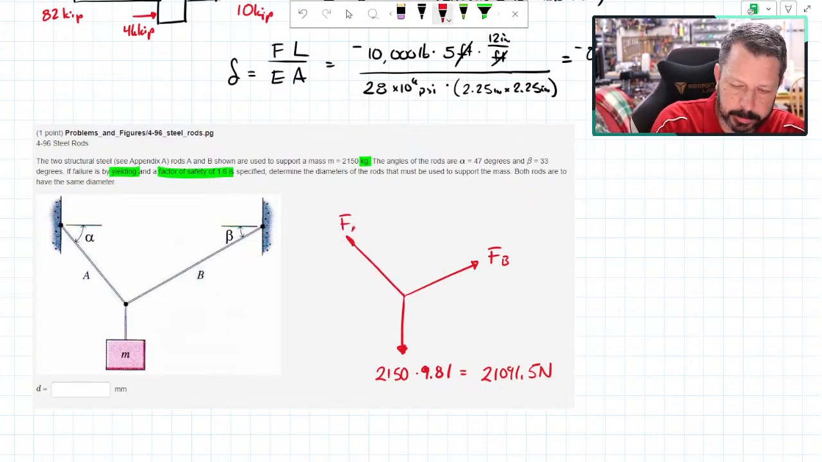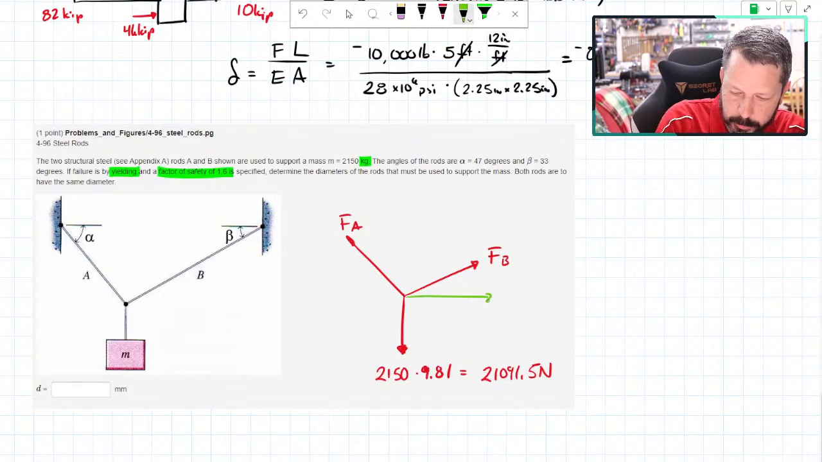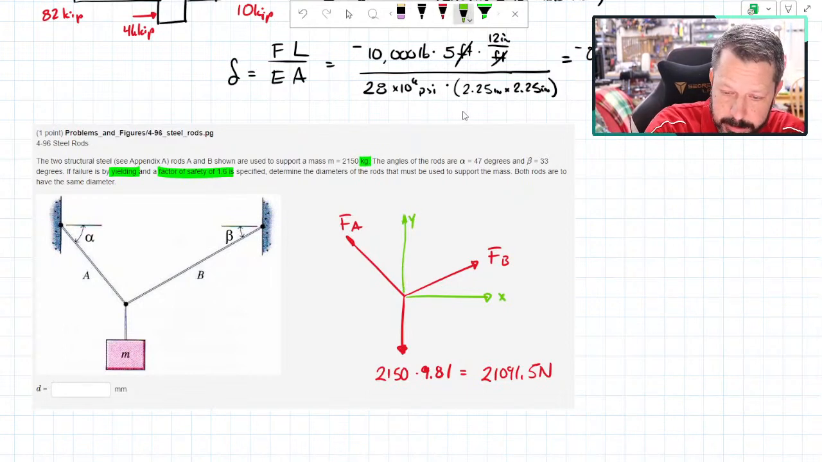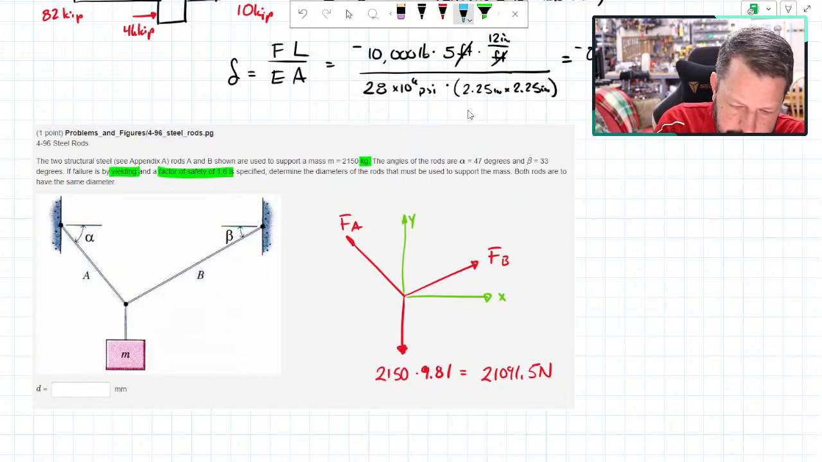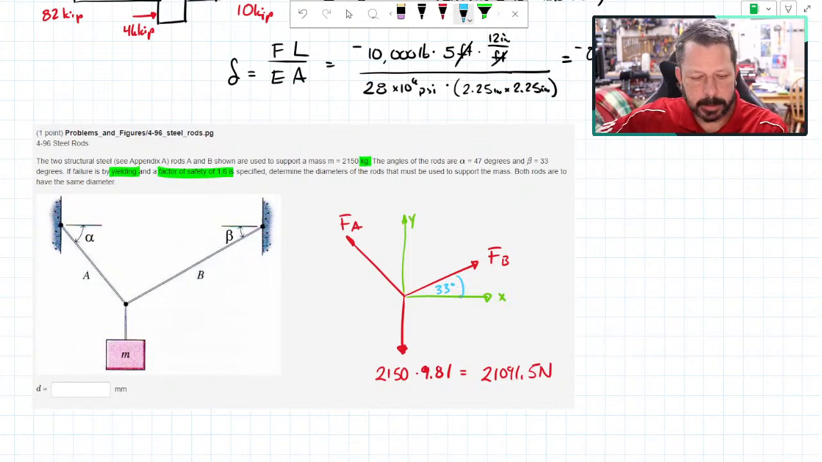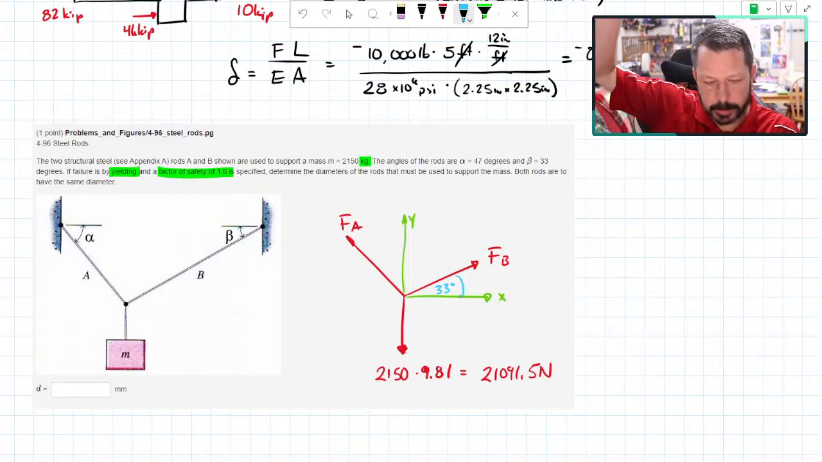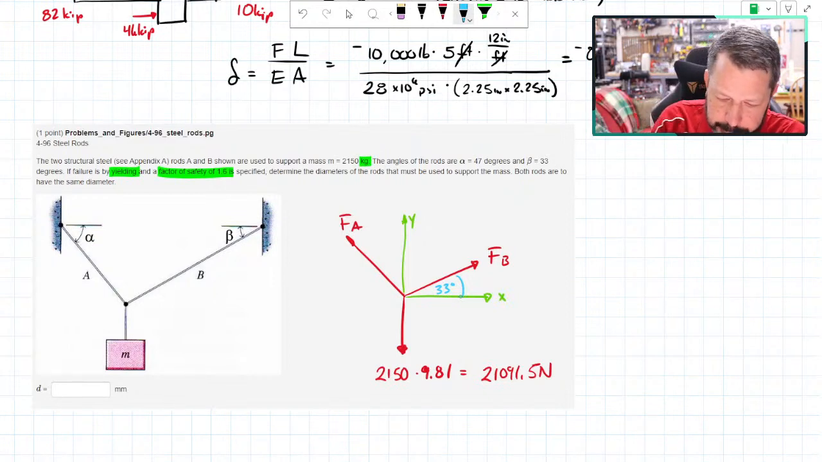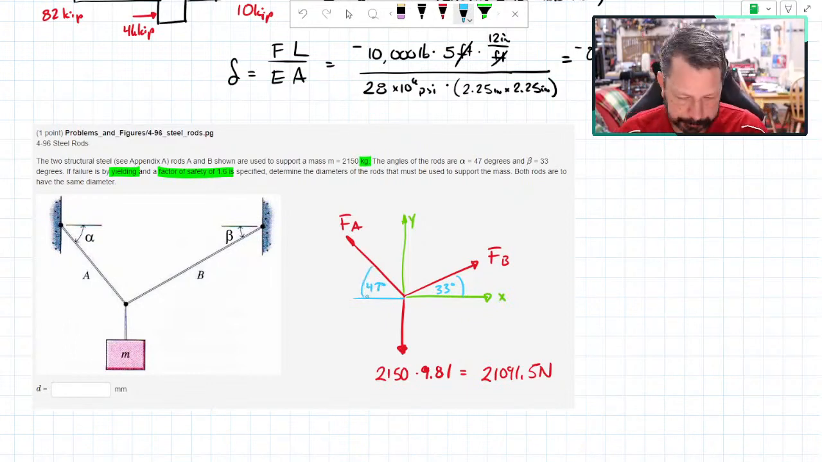We don't know those values, but we do know we have a coordinate system X and Y. This is a 2D concurrent force system, and we know that the angle beta is 33 degrees. The picture shows beta up on top, but this is the alternate interior angle deal. Alpha is 47 degrees. So same deal, alternate interior angles.